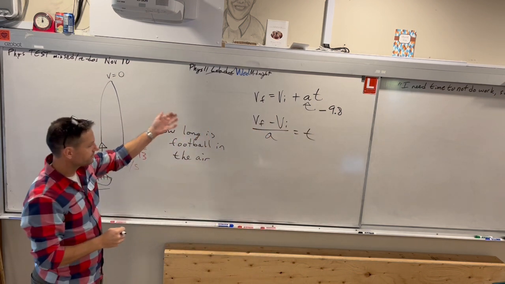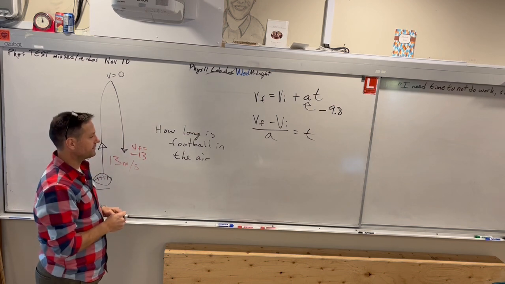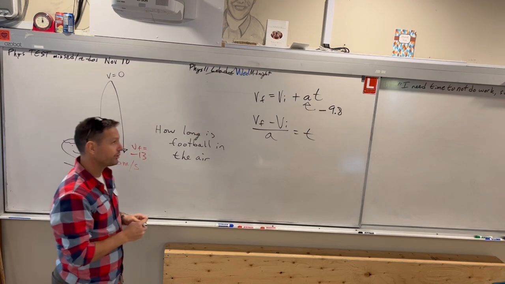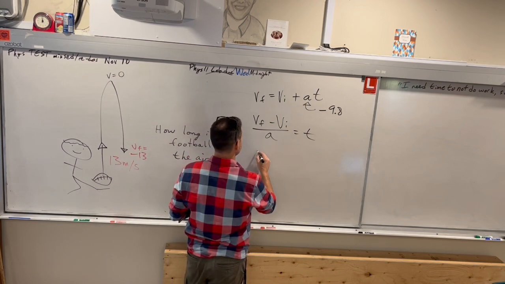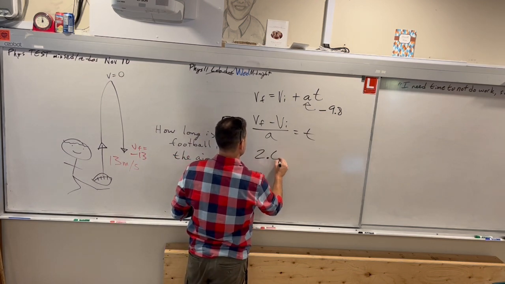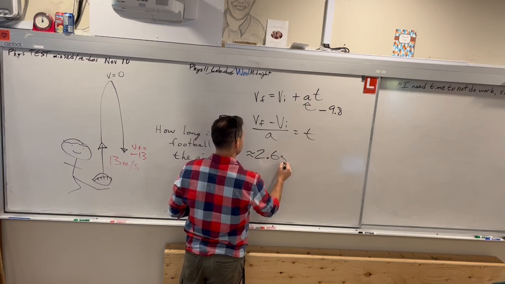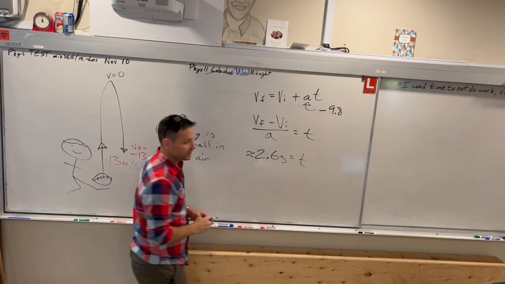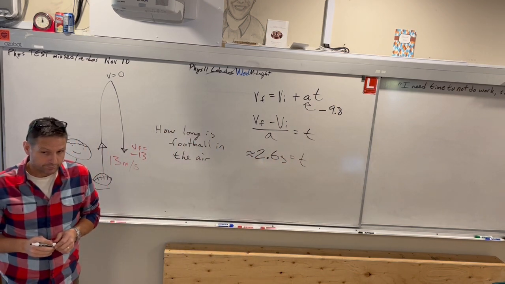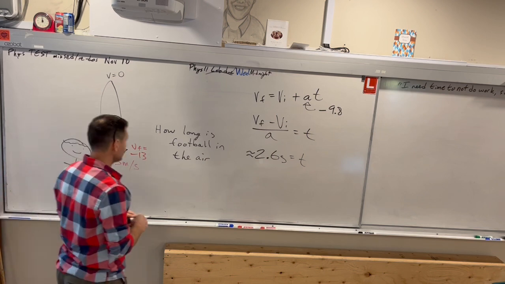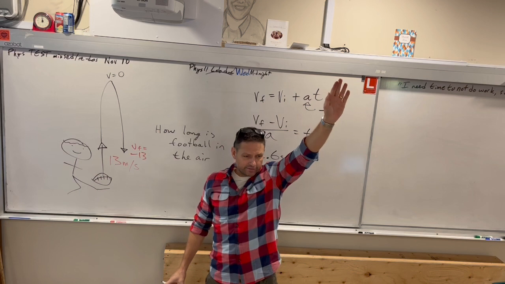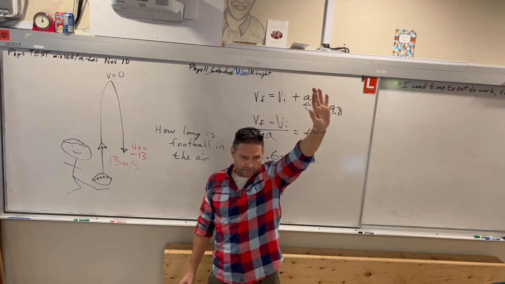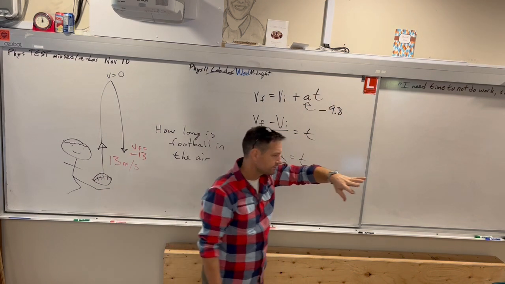And so we could do negative 13 minus 13 is negative 26 over negative 9.8, so about 2.6, yeah? 2.65. Around 2.6 seconds is our time. Okay. How many of you got that? Good, that's excellent. You're still working on it?